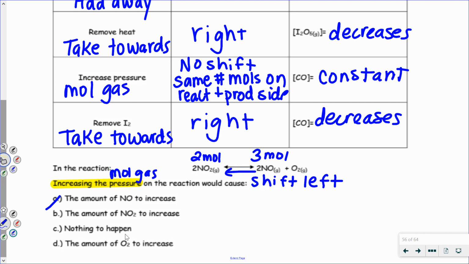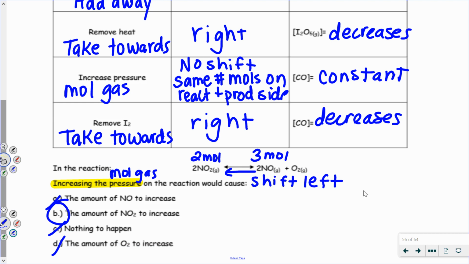Let's look at choice C. Would nothing happen? No, something definitely is going to happen. And then D, the amount of O2 increases. Well, my new arrow doesn't point at O2. O2 is over here, which means it's being used up. So that's not true. So your answer is B. So in this example, you got to actually figure out which way it shifts first and then figure out which one of these is true based on that shift.